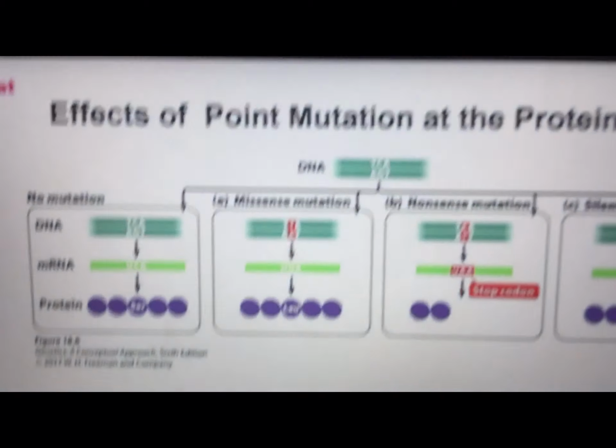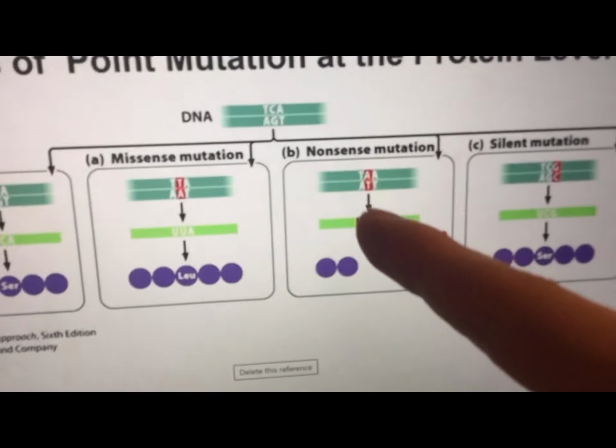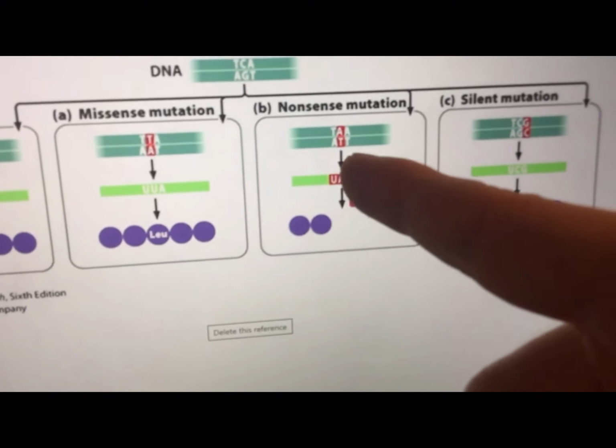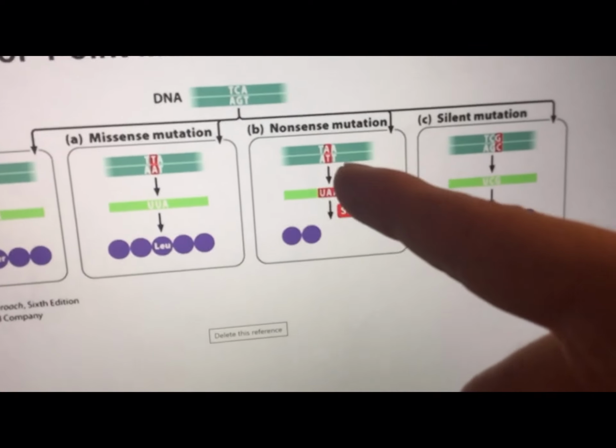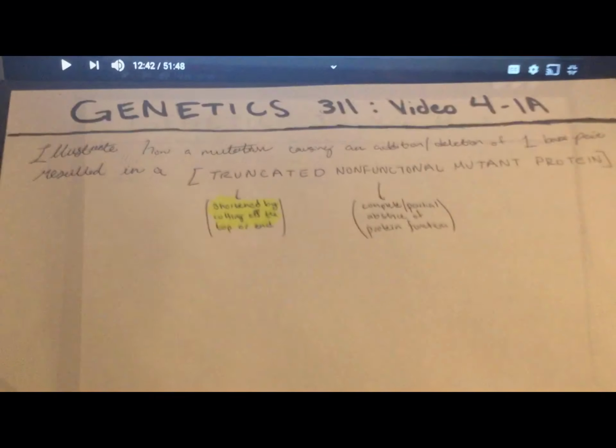So I'm just going to go to the slide that we used in the book. Here we can see a nonsense mutation is where one base pair replaces a base pair on the coding strand, and it comes out on the mutant strand as a different stop codon instead of being what it should be.